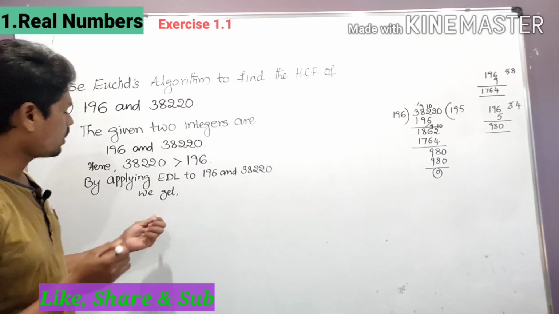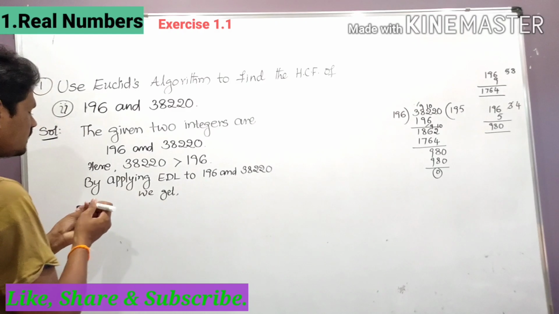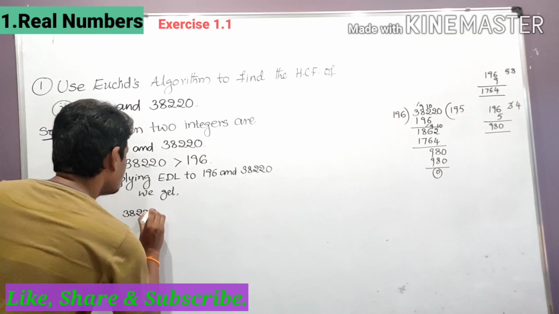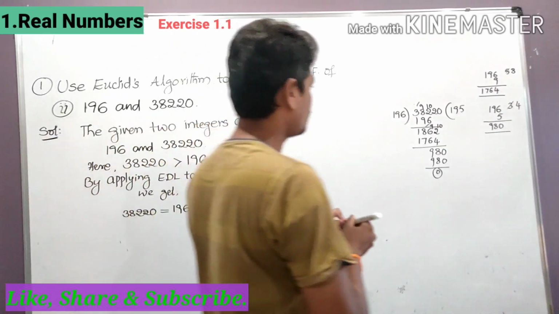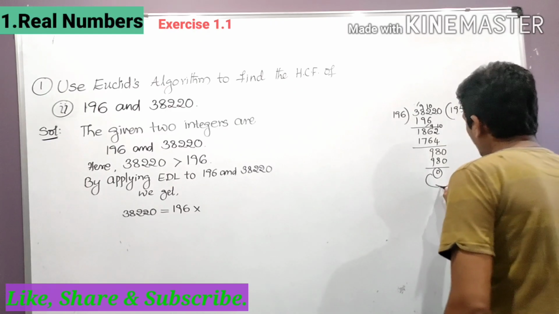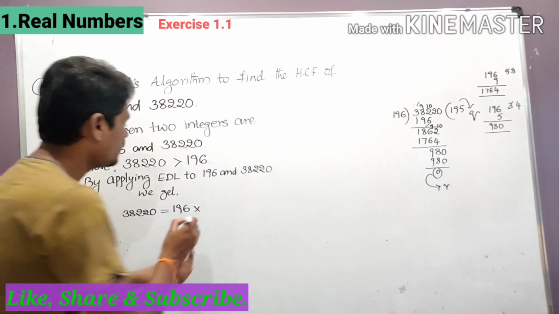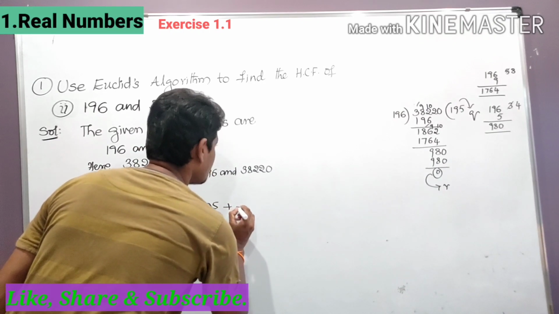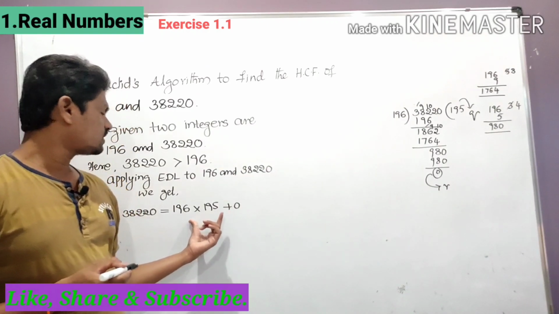So see here, now we have to write in the form A is equal to B into Q plus R. The larger is the A, student. Here 38,220 is the A. So A is equal to, that is 38,220 is equal to, B is 196, student. B into Q we have to write. Q is the quotient, student. How much quotient is 195? This is Q. This is R, remainder is 0, quotient is 195, student. So we have to write A is equal to B into Q. B is 196, Q is the quotient, student. How much it is? 195 plus remainder R is 0, student. Very easily. So in single step we got the answer, student.